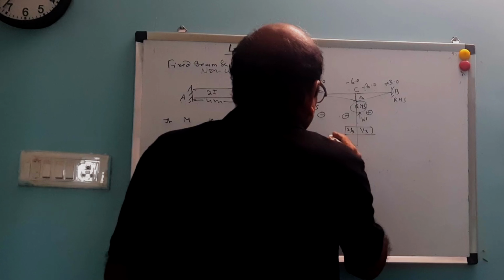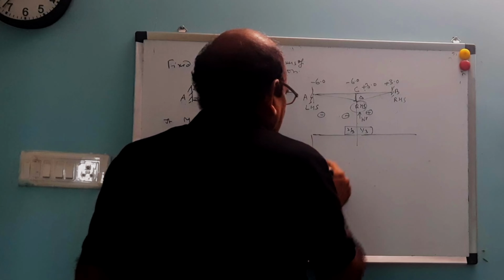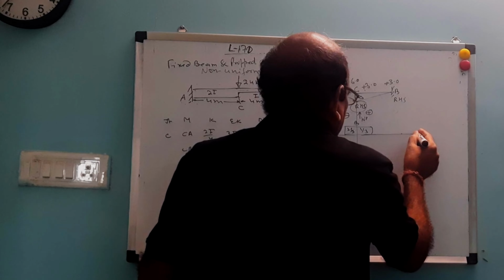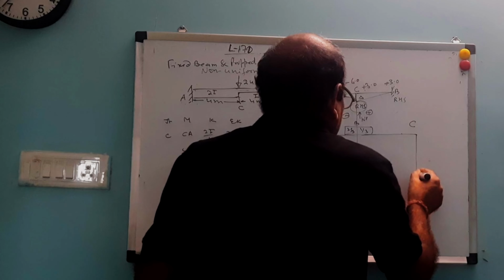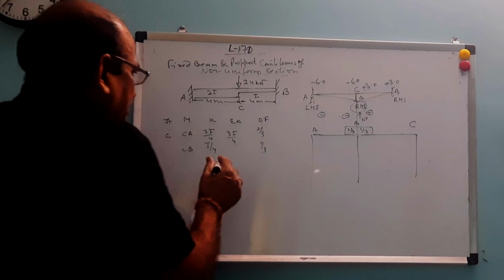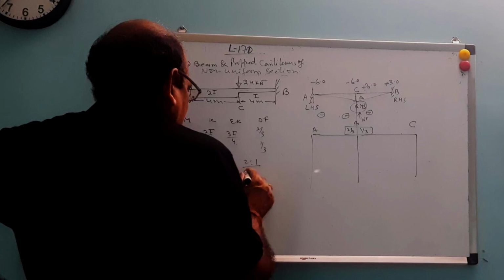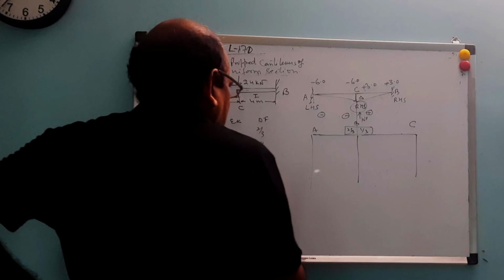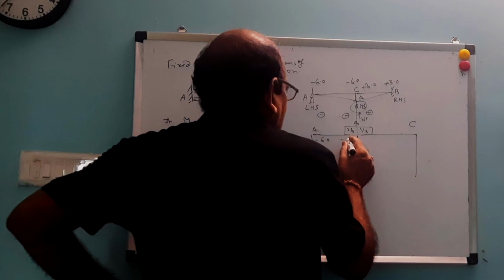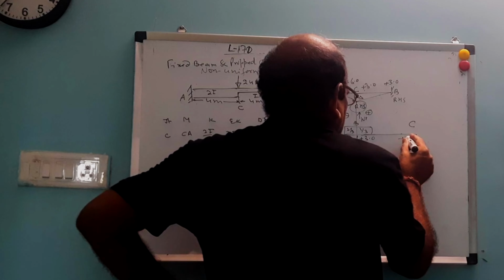If you go for this, you can draw this is your A, this is your B point, and suppose this is your C point. So we have this type of thing. The relation is 2:1. If you take 6, this will be 3. So we take minus 6, this is also minus 6, this will be plus 3.0 and this will be plus 0.30.